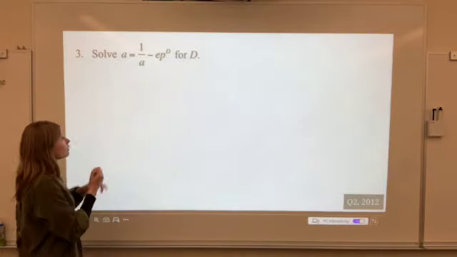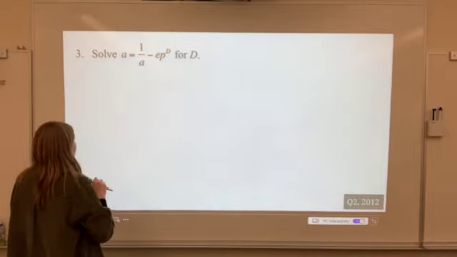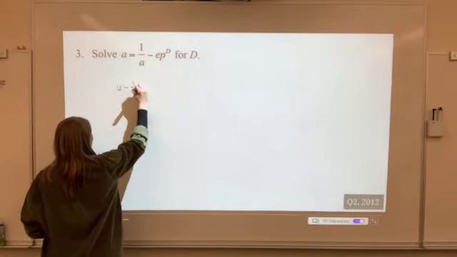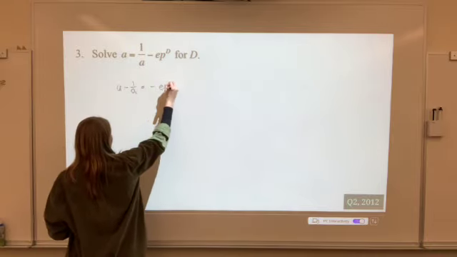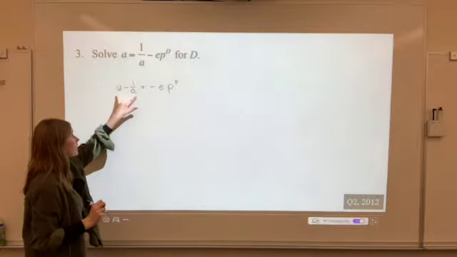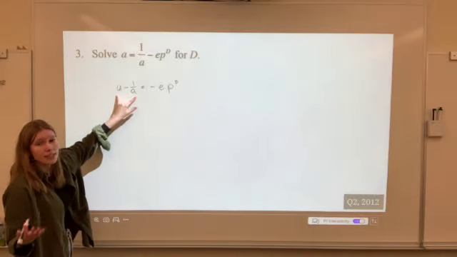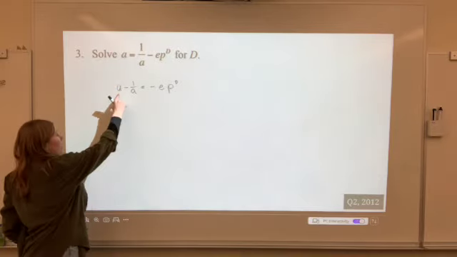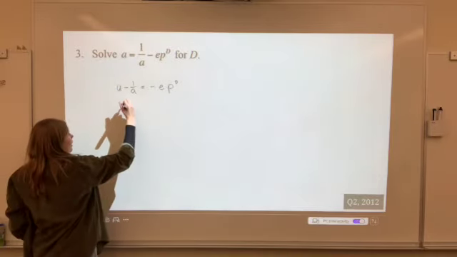Let's subtract the 1 over a from both sides. So we have a minus 1 over a is equal to negative e times p to the d power. Okay, let's combine these over here. Let's get a common denominator. Right, we have, let's multiply a by a over a, so we have the denominator a.